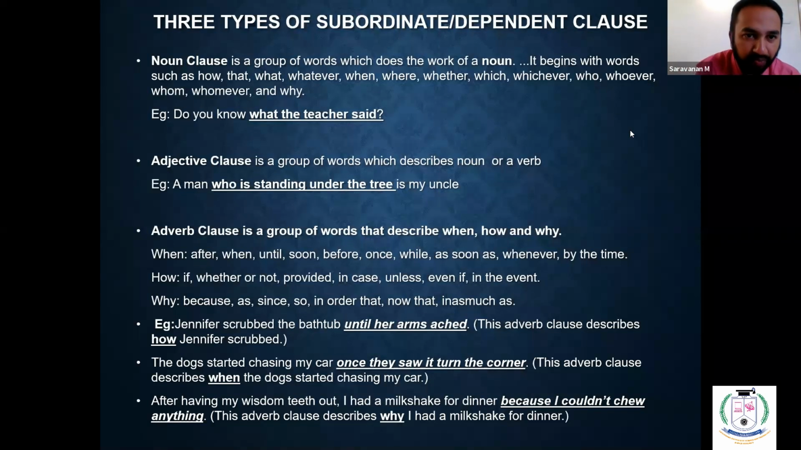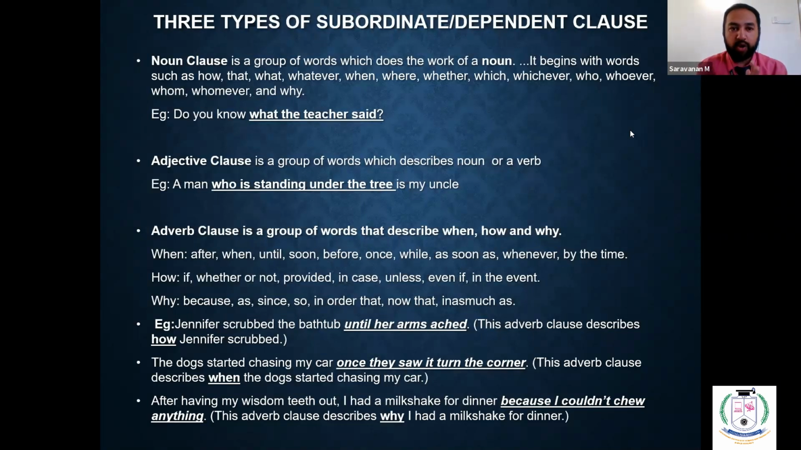Now see here. A noun clause is a group of words which does the work of a noun. It begins with words such as how, that, what, whatever, when, where, whether, which, whichever, who, whoever, whom, whomever, and why. These are the words through which we can form clauses to explain about the noun.